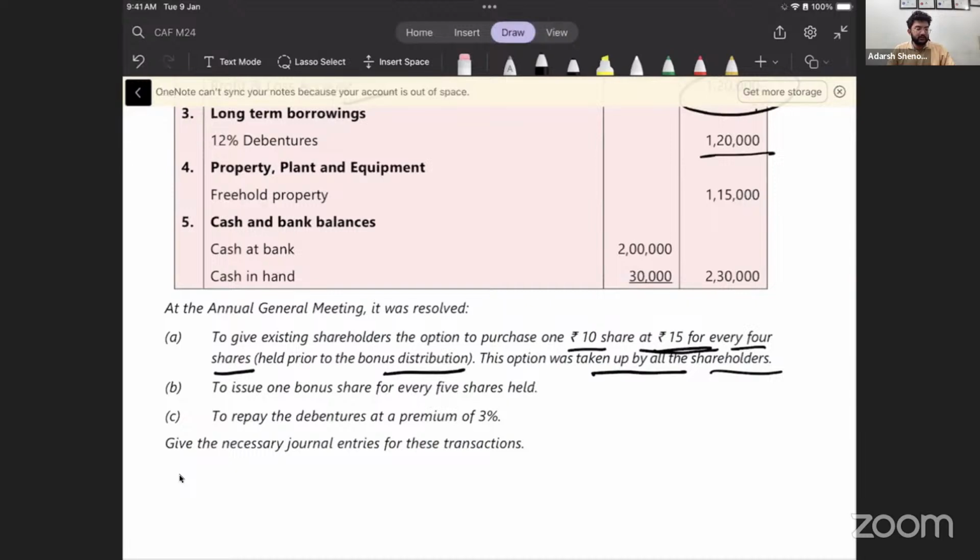We've already discussed this in unit number 4 of this chapter. This is a right issue. Existing shareholders are issued additional shares. This is known as a right issue. We're doing a right issue of shares to these shareholders in the ratio of 1 for every 4. The option is taken up by all the shareholders.